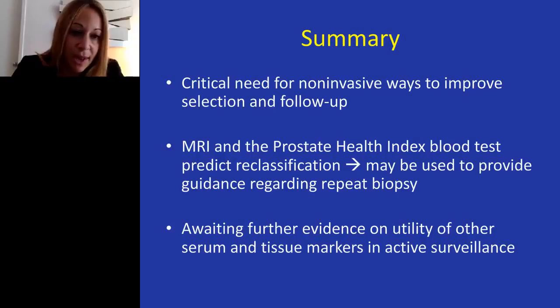Some of the emerging options for this include the MRI, which has really improved a lot over the past few years, and the new prostate health index blood test. So hopefully some of these tests in the future can be used in combination to try to reduce our reliance on prostate biopsy. And this is a very active area of research, so I expect that we'll continue to get much better with the process of active surveillance over the years to come.